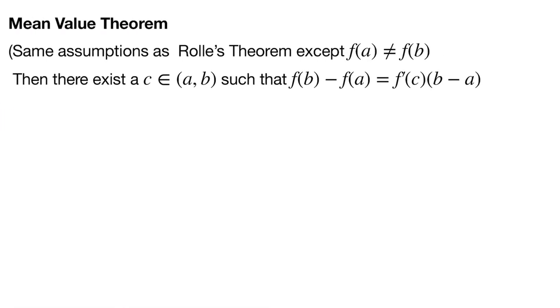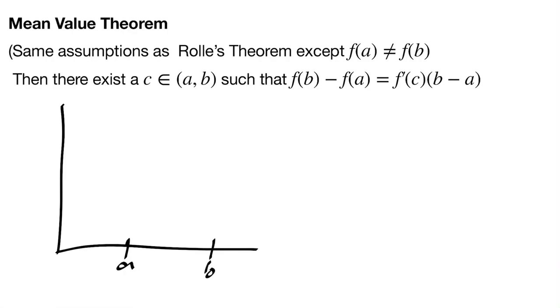All right. But now we have something like the mean value theorem. The mean value theorem ends up being super helpful, and let's just talk a little bit about it. We're using the same assumptions as we did with Rolle's theorem, but this time we're going to let f of a and f of b be different values. So f of a can be here, and f of b can be here, and then our graph looks something like that.